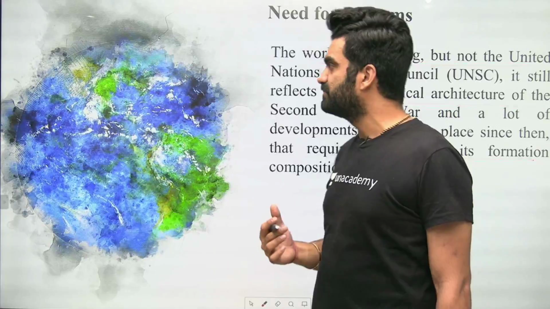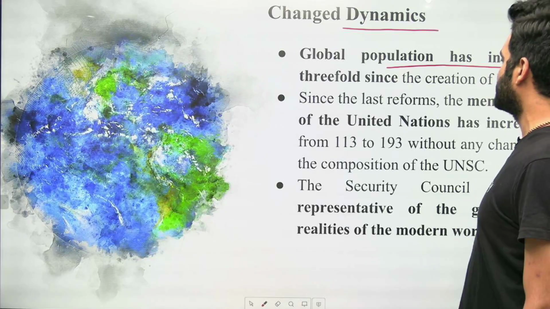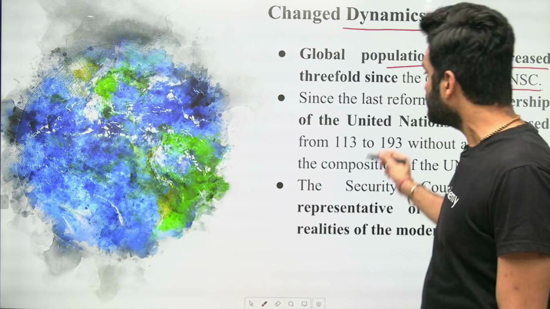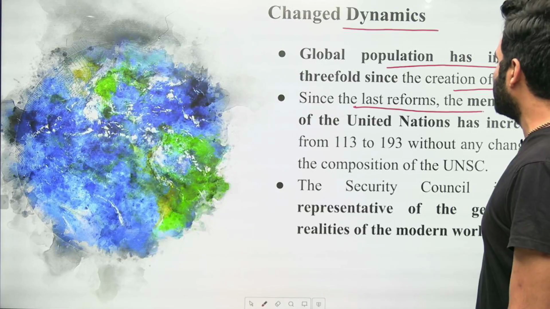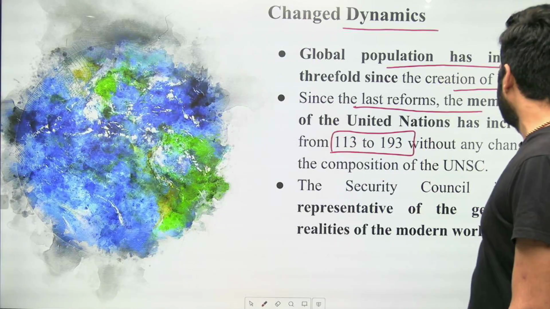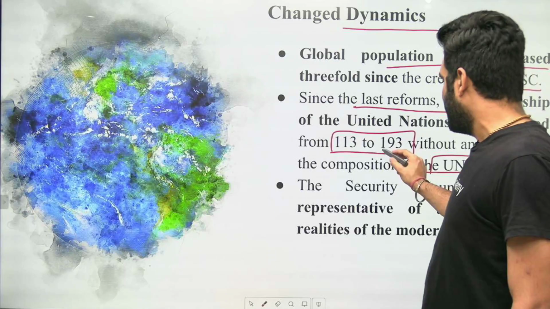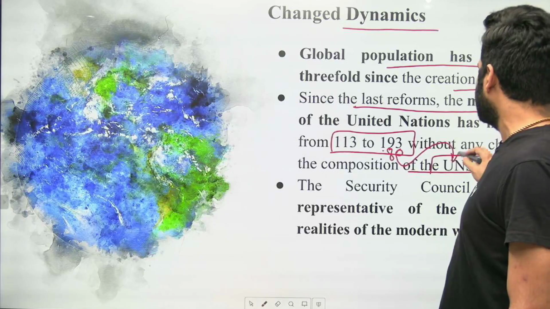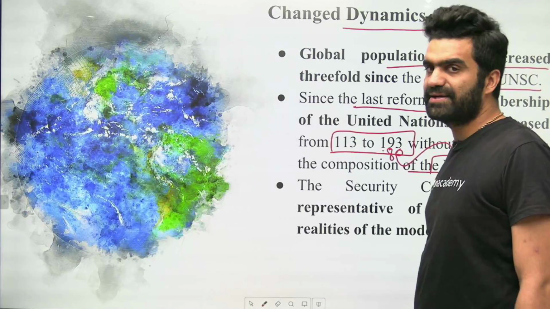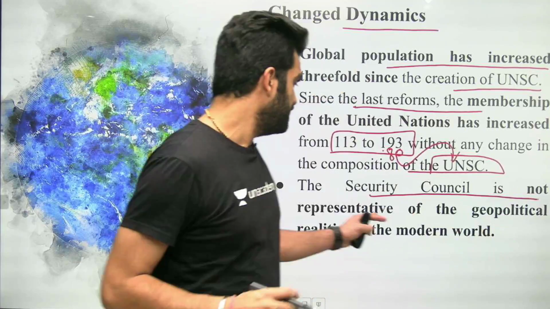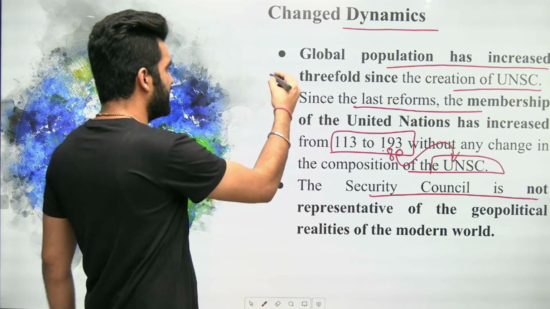Now, the global population has increased threefold since the creation of the UNSC. Today, the population is around 7 billion. Since the last reforms in 1965, the membership of the United Nations has increased from 113 to 193 without any change in the composition of the UNSC. So this is another reason. For the extra 80 countries that have been added, there is no permanent member in the UNSC. Is it justified? Now the Security Council is not representative of the geopolitical realities of the modern world. These are the points that you can write in your exam as well.